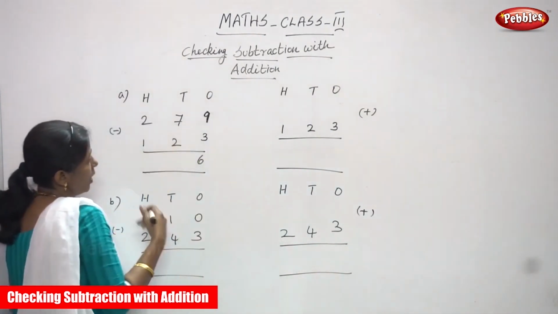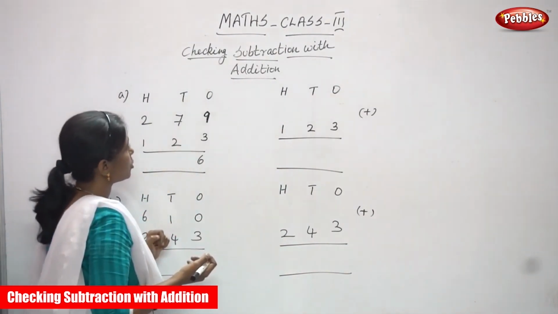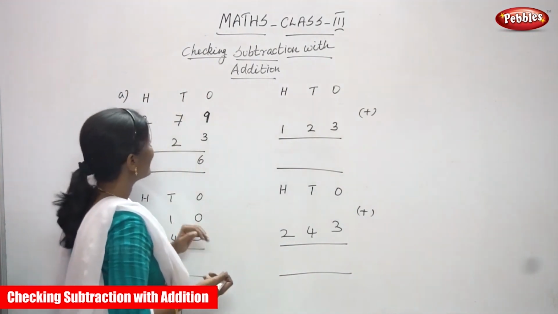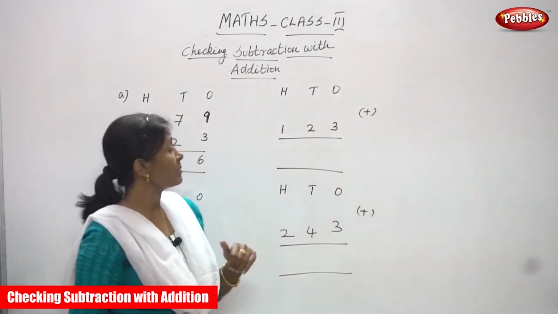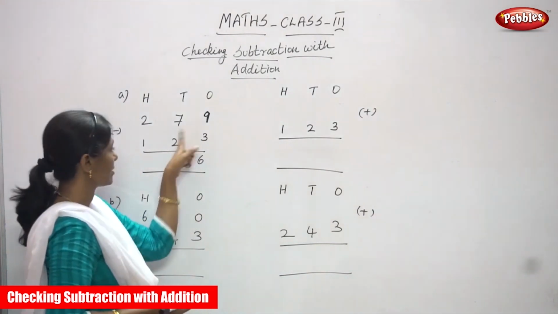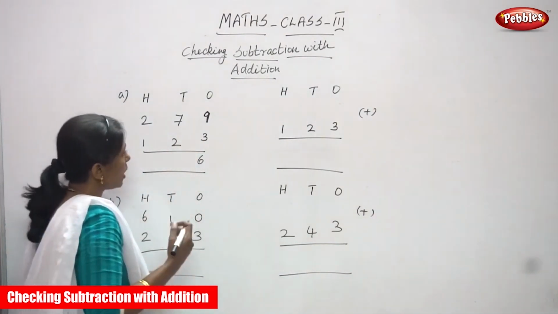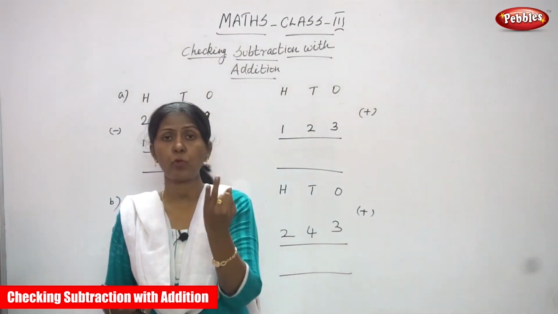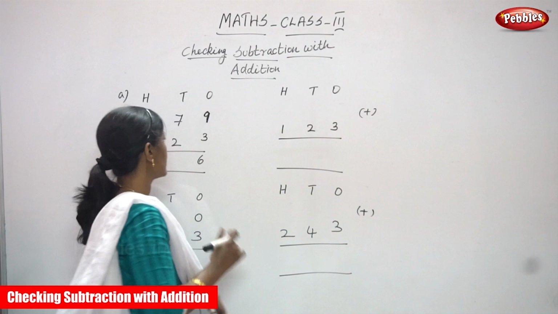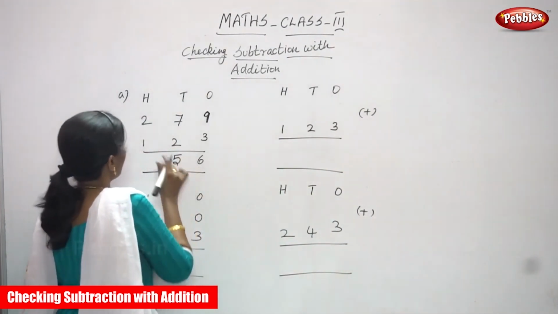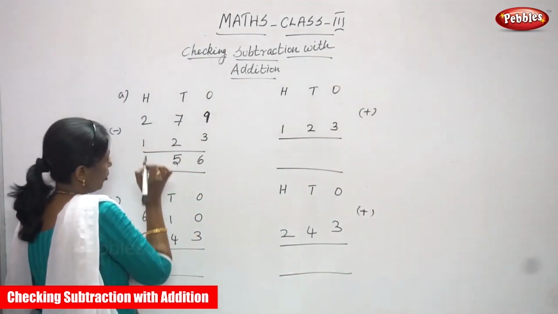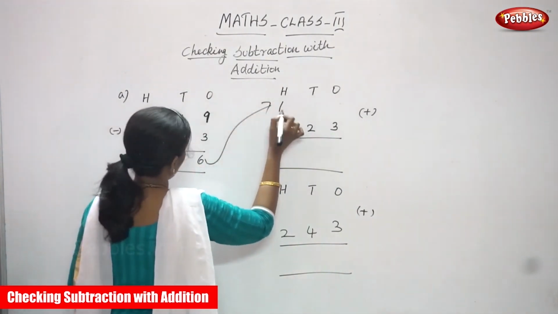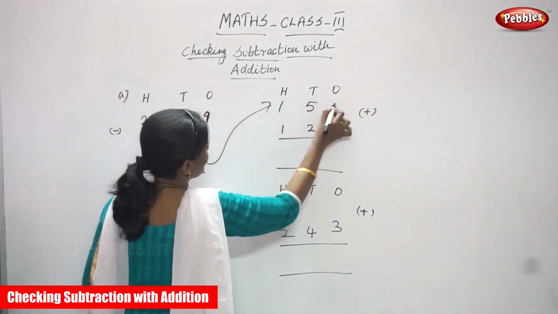So 7 minus 2. 7 is a greater number and 2 is a smaller number. First I have completed the ones. Now I am going to subtract with tens. Tens place value. What are the numbers in the tens place? 7 and 2. After 2 you have to count 3, 4, 5, 6, 7. So what is the number? 5. Write 5. And 2 minus 1, you know that very well, 1 is the answer. So the answer is 156.